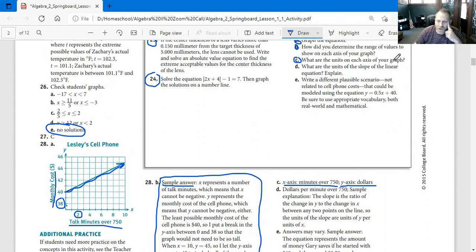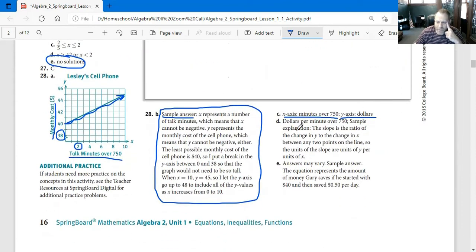All right, so D, what are the units of the slope of the linear equation? Explain. So what are the units of the slope? Dollars per minute over 750. So your sample explanation is going to be: the slope is the ratio of the change in y to the change in x between any two points on the line. So the units of the slope are units of y per units of x. All right, so write that down, guys. Write all this down.